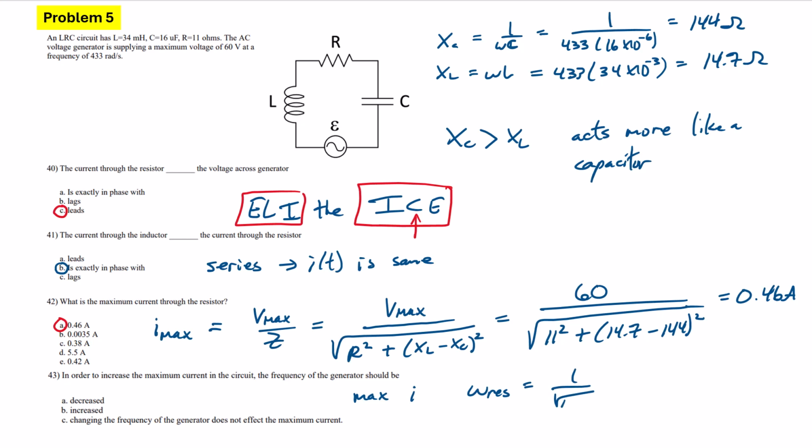It's always given by 1 over the square root of LC. We know the value of L and the value of C. We just substitute, and those values give you a resonant frequency of 1356 radians per second. Well, guess what? If I compare it over here to the 433, that means I would really have to increase that frequency of the generator in order to approach resonant behavior of the circuit, and that's where I would maximize the amount of current that I would get. All right, that's it for this problem. Let's go to problem 6.